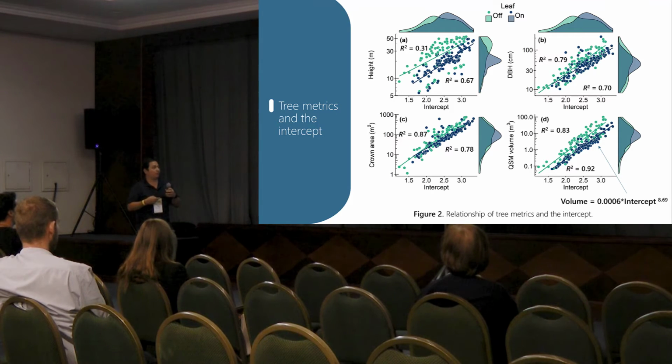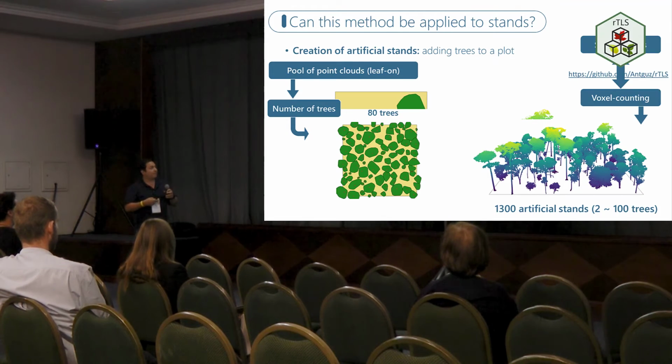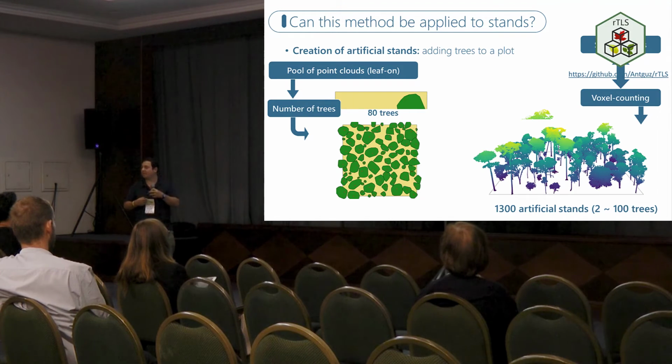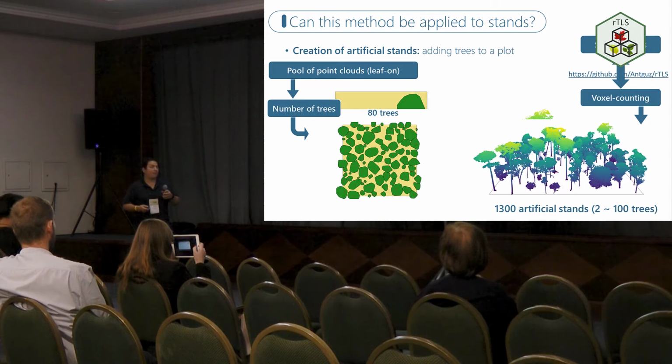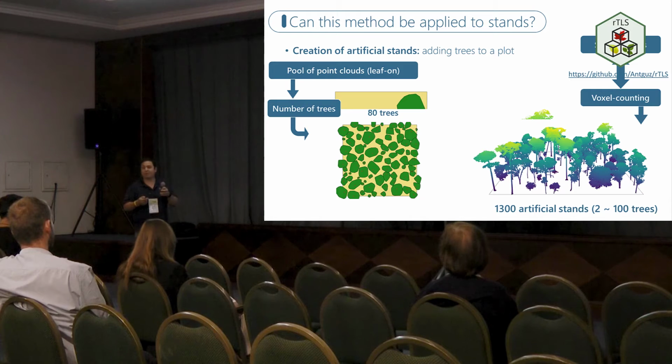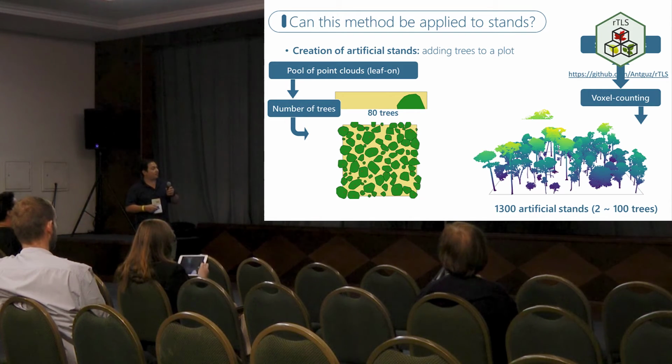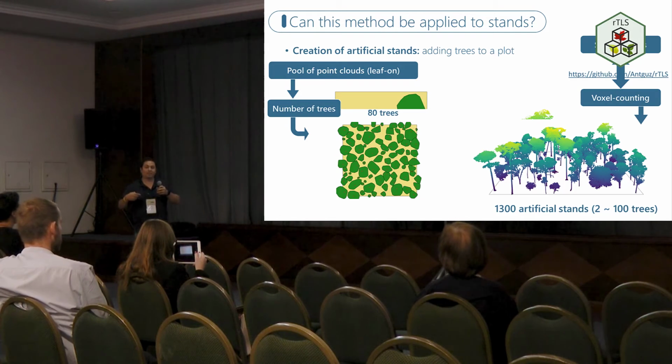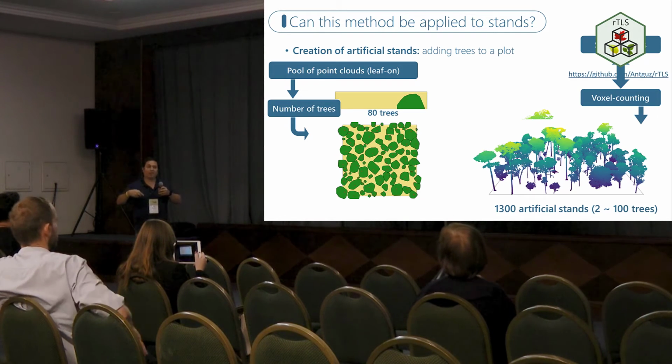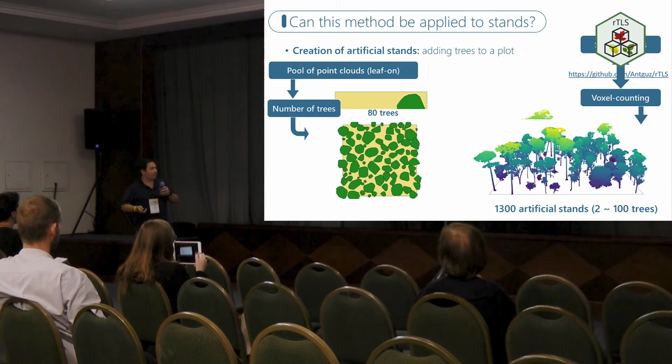So, can we apply this to stands, for instance? That was our next question. It is quite difficult to have point clouds of stands because you need several plots. So we came up with an idea that we call artificial stands, which is adding trees to a given plot. How does this work? Let's assume that we have a given area, and we have a point cloud, and we can locate that point cloud in this plot.